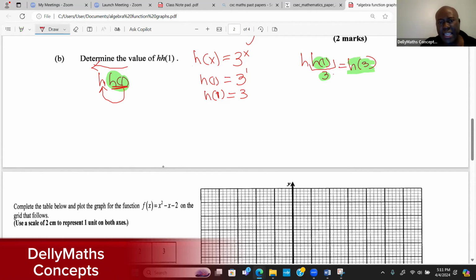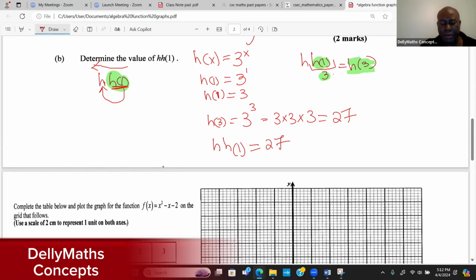What does h of 3 mean? Let us look. H of 3 means that 3 will be raised to the third. What this really means is 3 times 3 times 3, and this is 27. Let me write and conclude. H of 1 is actually 27. Right? And there we have that.